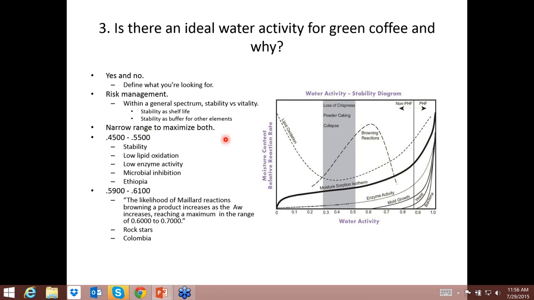However, there's some evidence that maybe 0.59 to 0.61 is actually a little bit more ideal if what you're looking for is that truly alive coffee, and you have people who can process and ship with a more volatile material. I've got marked here Ethiopia.